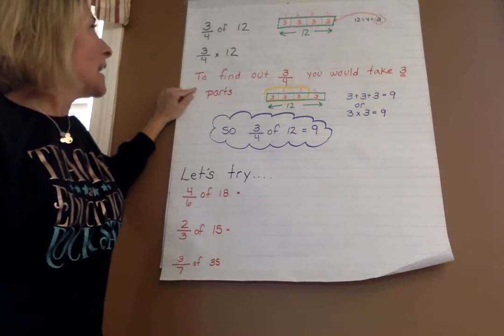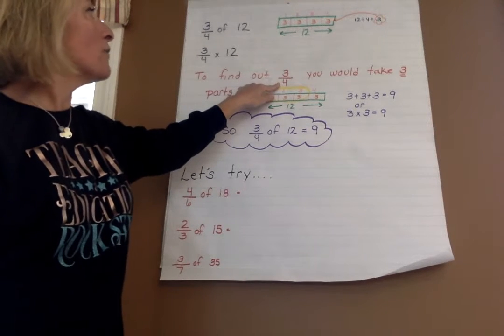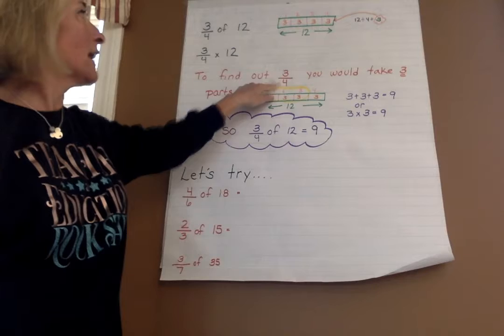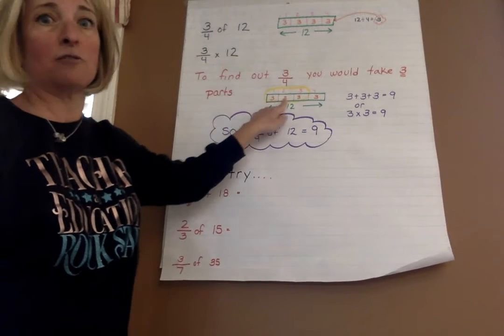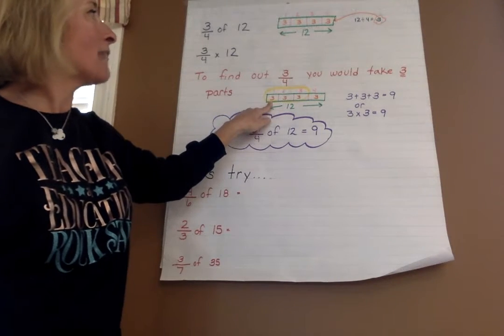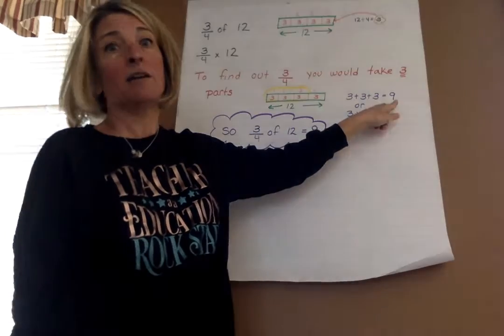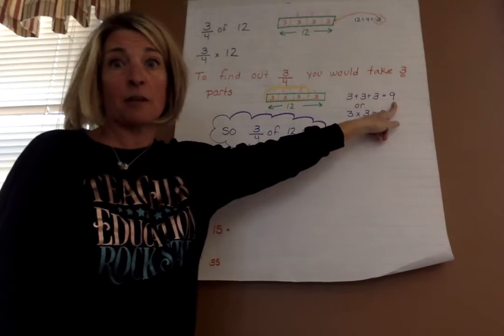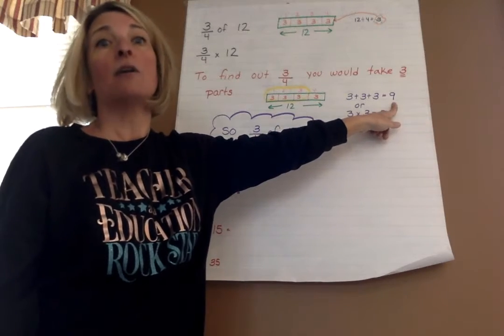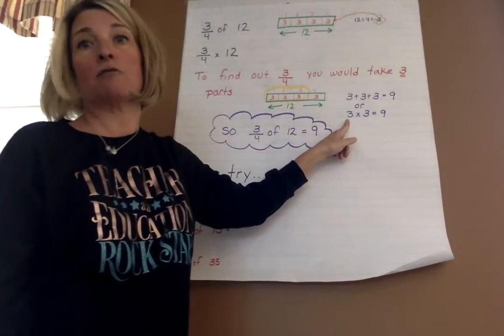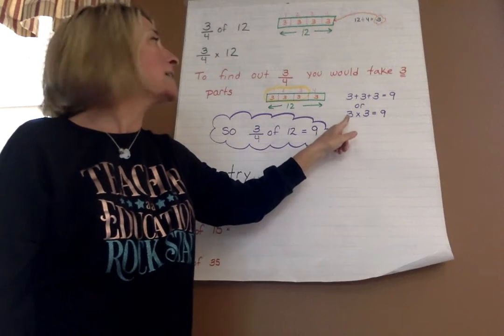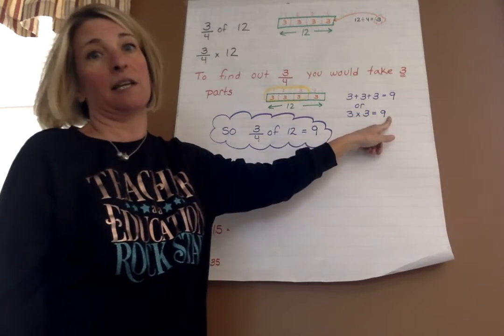So if I want to find out what 3/4 of the total would be, I would take 3 parts, just like you did with the array, and I would add them up. So I have 3 plus 3 plus 3, which would give me 9. Or where does the multiplication come in? Because I told you we were multiplying. We know that multiplication is repeated addition. So I could easily do 3 times 3, which is going to equal 9.